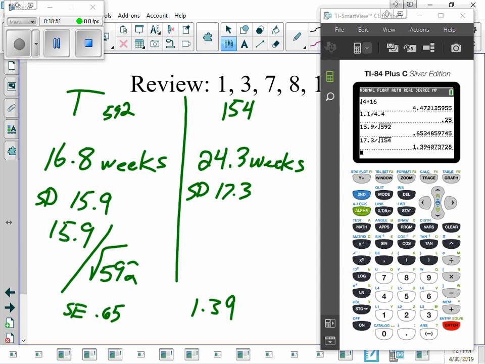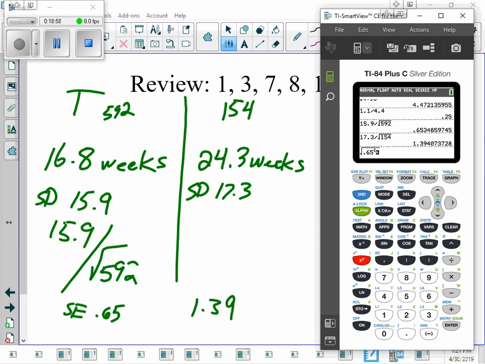SE difference, which is basically the Pythagorean theorem. So we do the square root of 0.65 squared plus 1.39 squared.